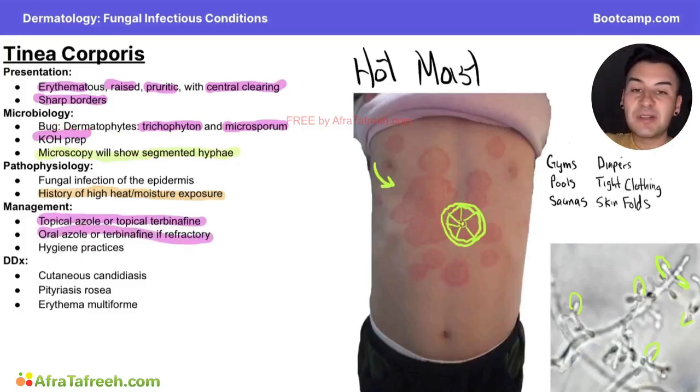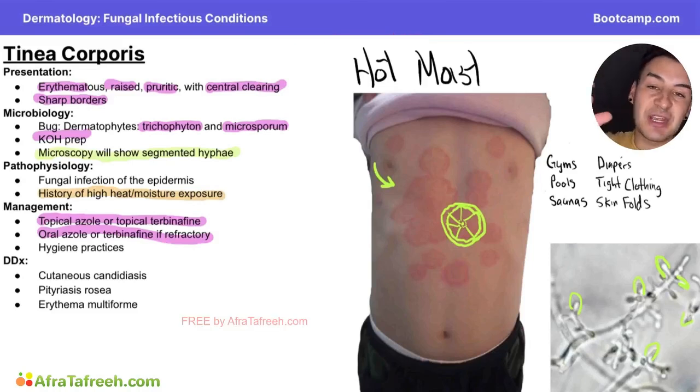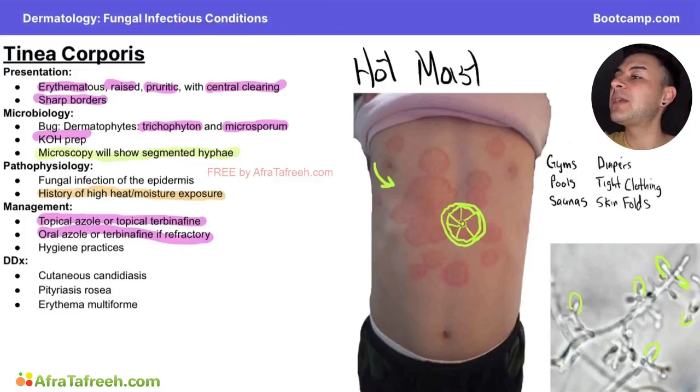But most importantly is going to be hygiene practices. So whatever environment or whatever area this fungus was thriving in, we need to take care of that. So that's having better diaper changing, having a less moist environment like underneath the breast, wearing clothing that is going to breathe. Anything to make us not be hot and moist is what is going to cure us from this disease process. So that is super, super important because they will often mention that on test questions as the first choice.